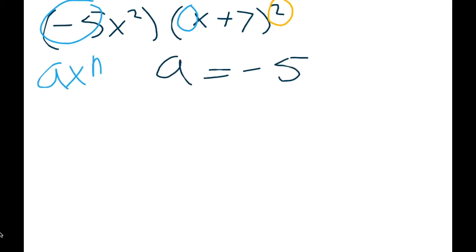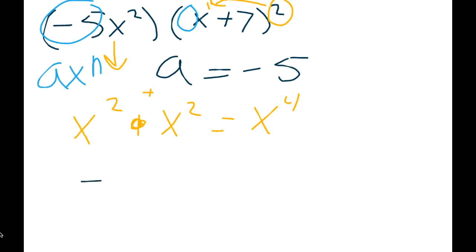Now, in order to find our exponent value, we still bring down our first x to the second, but instead of just bringing down an x to the first, we multiply the x to the second out to the x to the first. So that would then make it multiplied by another x to the second, which we know is actually just adding the exponents, which would then make it x to the 4th. So we know that our XN equals x to the 4th. So then when we finally put it all together, we get negative 5x to the 4th as our term of highest degree.